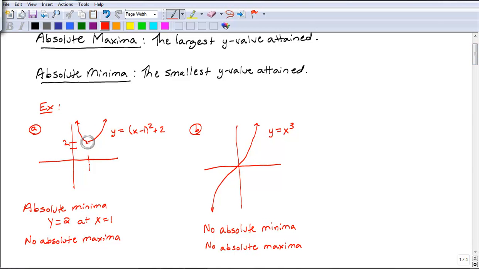It never stops. Here's an example of a graph that doesn't have absolute minima nor absolute maxima. Notice it goes off to infinity on the right, so it's positive infinity, and negative infinity on the left. So there isn't a biggest or smallest y value anywhere on that graph. So that's the maxima and minima stuff that we have here with these pictures.